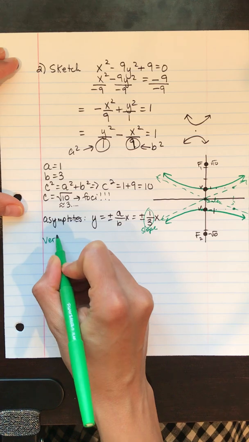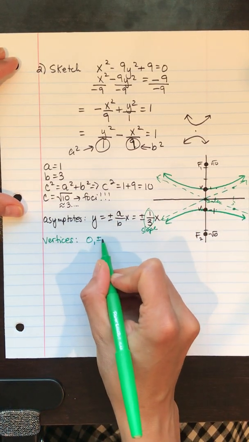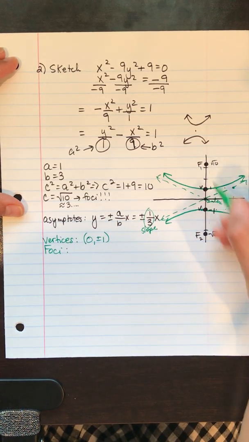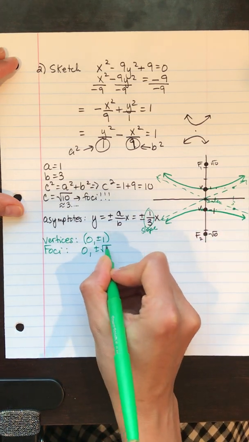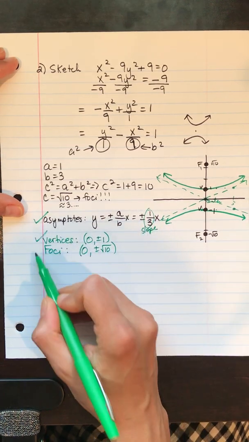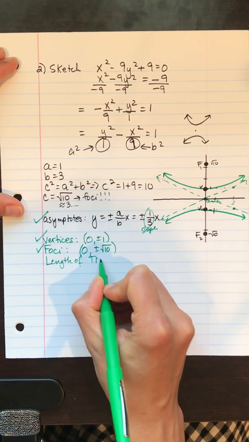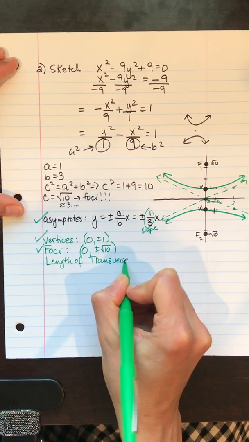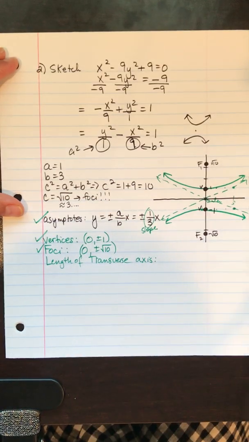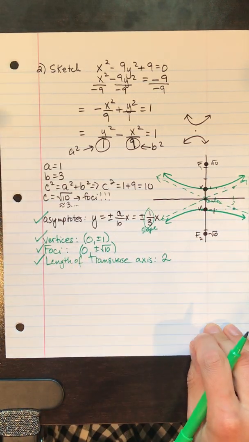So the vertices were, because they're going to ask you, what are the vertices? Looks like (0, positive and negative 1). What are the foci? It looks like they are (0, positive and negative √10). Asymptotes, I wrote out. And then they're going to ask you for the length of the transverse axis. And that, remember, it's vertex to vertex, V to V. So 1 plus 1, and that's going to be 2 in this problem.